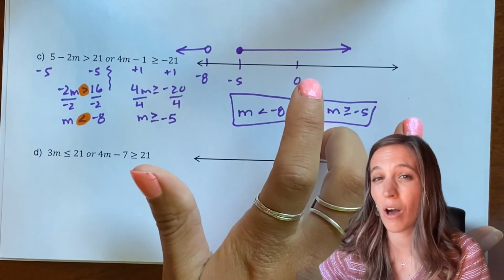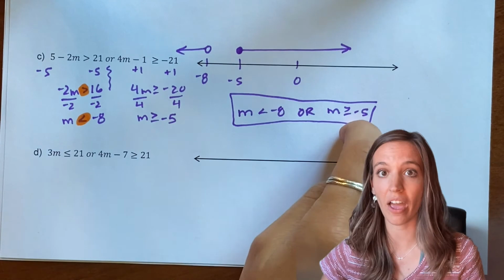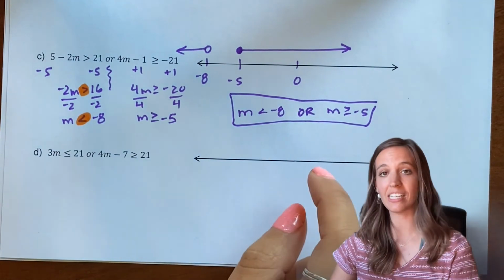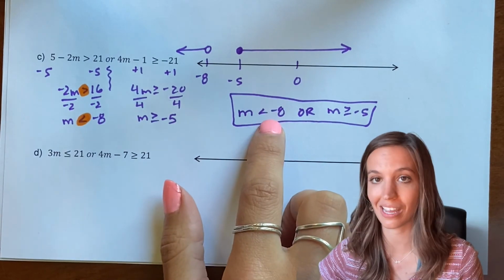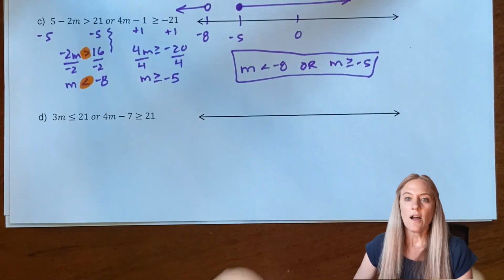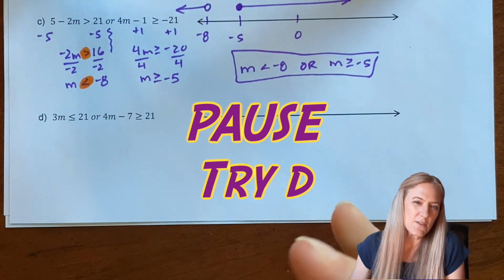What's cool about OR compound inequalities is that to be a solution, I only have to satisfy one of these. So if I say, could m be -9? Well, since -9 is less than -8, yes, it could be. Okay, D, go ahead and pause it, do it, and then I'll come back and check the work with you and see if you need help graphing.